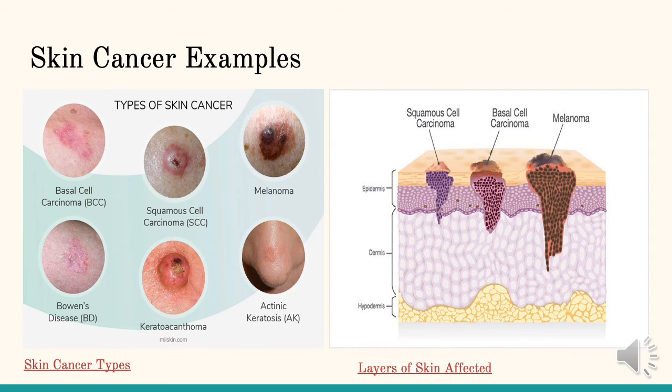Shown on the left are several types of skin cancer and what they could look like. It is important to see a dermatologist once a year to ensure that you don't have any new spots or moles that have appeared since your previous examination. If so, you could have a form of skin cancer and need to have it removed. On the right are the layers of the skin that are affected by the different types of skin cancer.